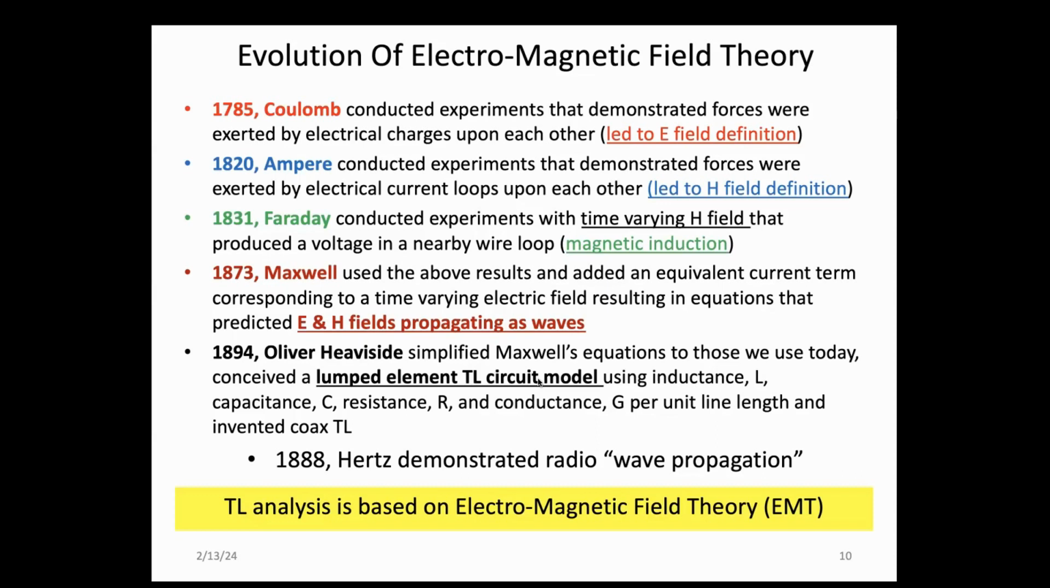In 1894, a self-taught physicist and mathematician, Heaviside, simplified Maxwell's numerous equations into about 8 that we use today, and conceived of a lumped element transmission line circuit model. And we're going to look at that in a little bit, using resistance, inductance, capacitance, and conductance per unit length. And oh, by the way, he invented coax. In 1888, Hertz demonstrated radio wave propagation. So transmission line analysis is based on EMT, electromagnetic field theory.